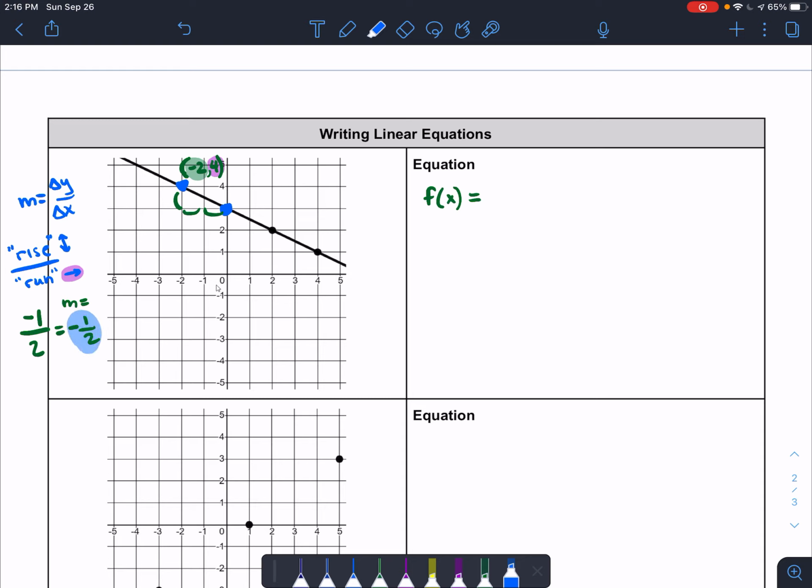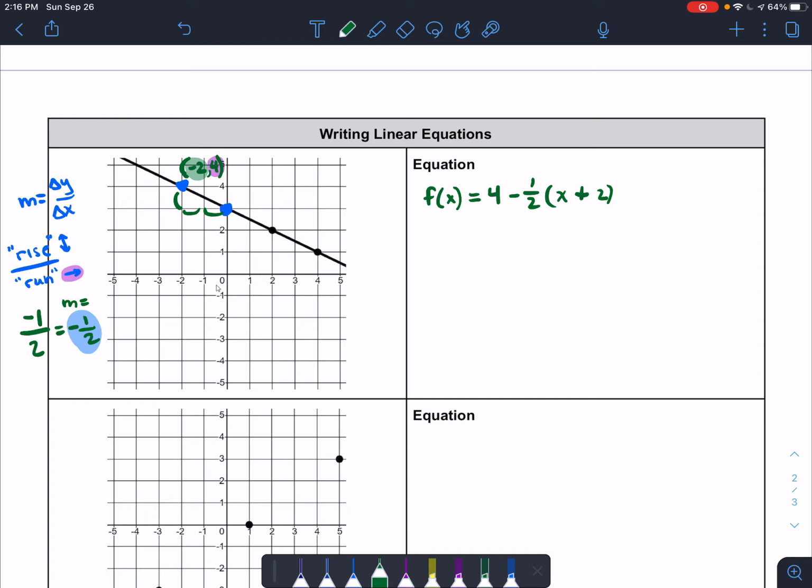Okay, so we have a 4 as our starting output. Our slope was going down, it was -1/2, excuse me, so -1/2. And then here I would do x. Careful, I'm going to subtract -2. So what am I going to do instead of taking away -2? I'm just going to immediately switch it to a plus.